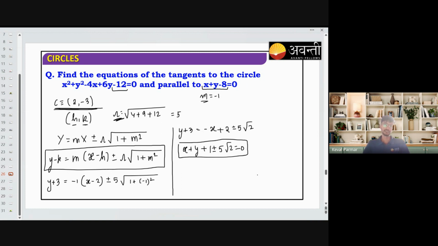Let me tell you how the diagram will look like. So let's say this is a circle. Now there are two tangents which are parallel to each other. So this will be the first tangent and this will be the second tangent. Why both two tangents, guys? Because in a circle, two tangents of the same slope is possible. So this is the tangent 1, this is the tangent 2. The two tangents are possible to a circle with the same slope, as you can see in the diagram.